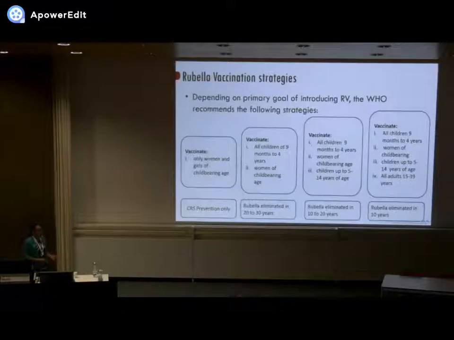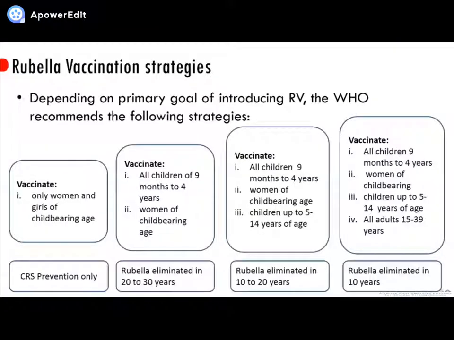So vaccination programs are quite effective in reducing CRS, or eliminating rubella, and as a consequence, eliminating CRS. And the WHO recommends a number of strategies depending on whether the policy objective is to prevent CRS only, in which case you can vaccinate only women of childbearing age. But depending on how long the elimination goal is, if the goal is to eliminate rubella, you'd need to vaccinate increasingly larger populations within the country.